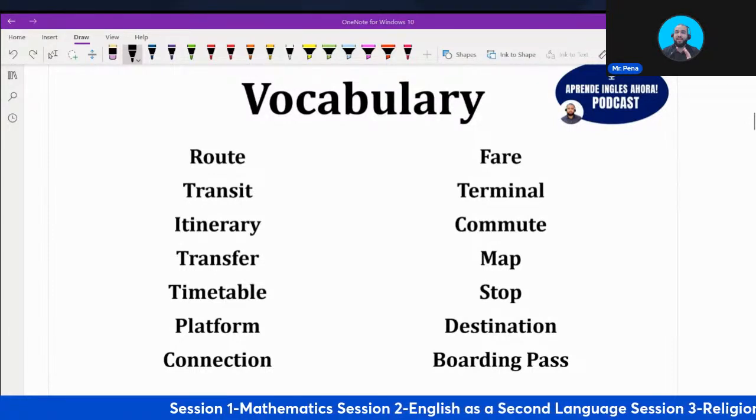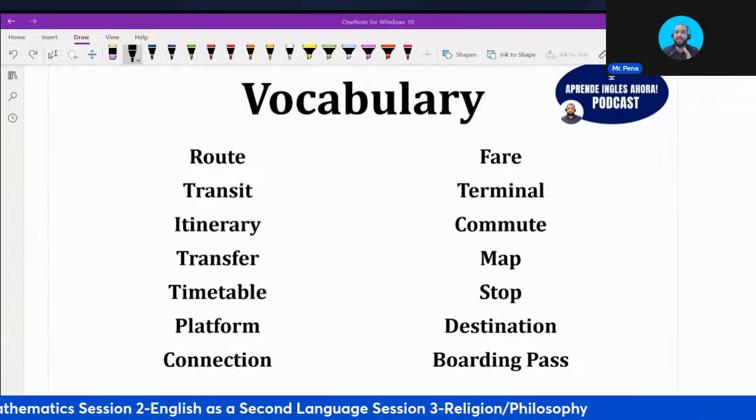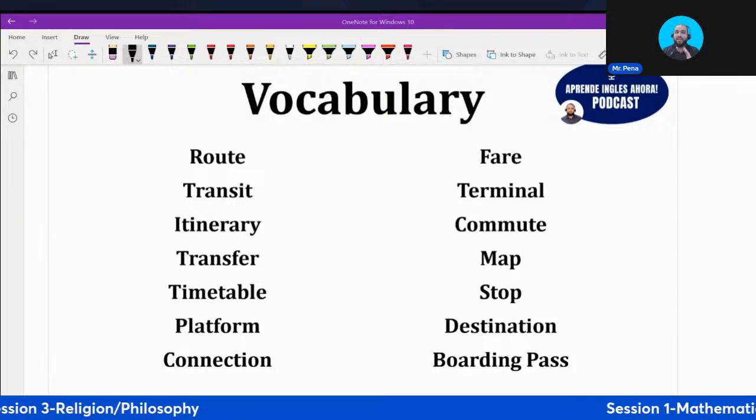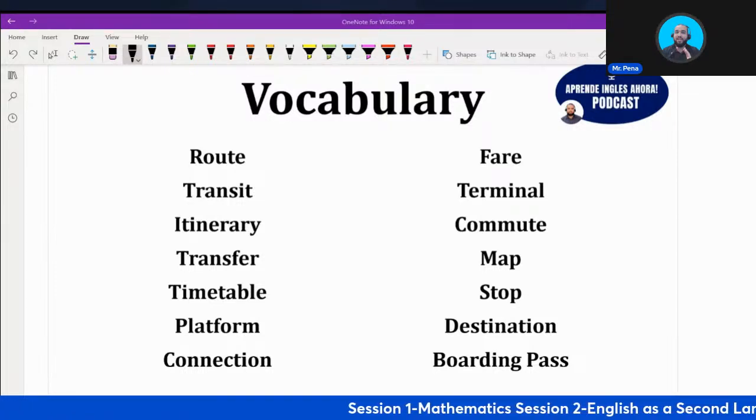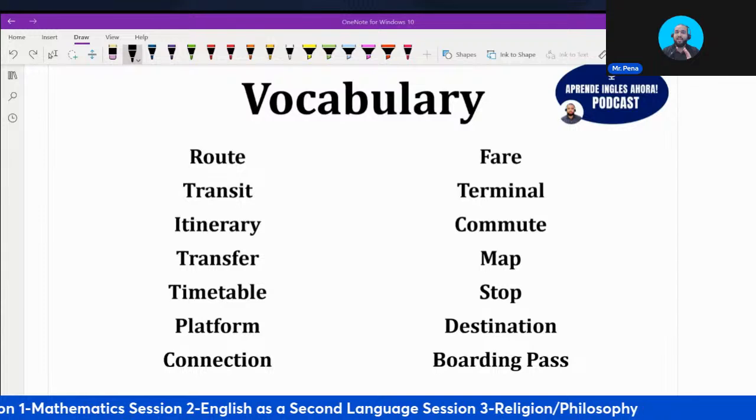And we're going to have these vocabulary words, which is route, transit, itinerary, transfer, timetable, platform, connection, fare, terminal, commute, map, stop, destination, and boarding pass.